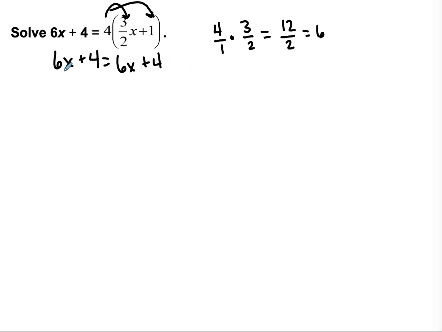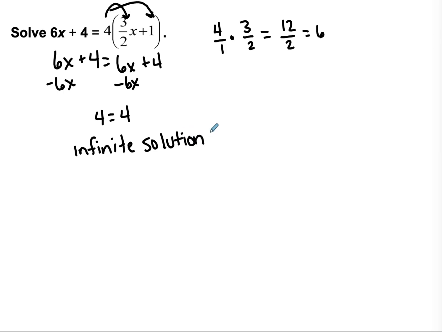Now you might notice something here. Both sides are the same. 6x plus 4 equals 6x plus 4. Let's say I don't see that right away and I subtract 6x. Then I'm left with 4 equals 4. So that is an infinite solution no matter what number you pick for x. Whoa. Helps if I actually write all of the letters. Let's try that again. Infinite solution. No matter what number you pick for x, both sides will stay equal.